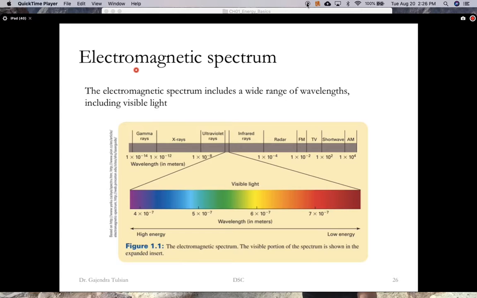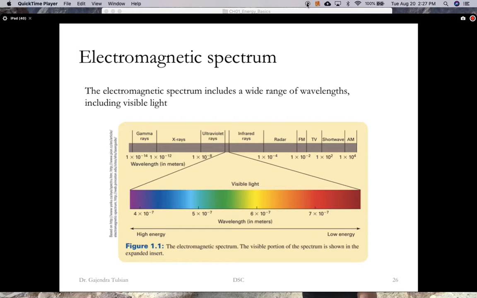So let's look at all the different kinds of electromagnetic radiation out there. So gamma rays, X-rays, UV light, visible light. This is the part of the electromagnetic spectrum that our eyes are sensitive to. Okay, so our eyes are sensitive to a very tiny portion of the electromagnetic spectrum. Infrared rays, radar, FM, TV, shortwave, AM, they're all electromagnetic radiation.